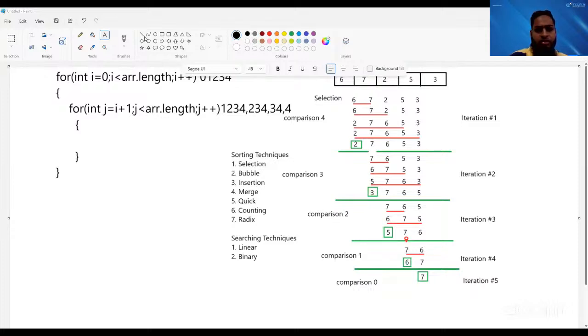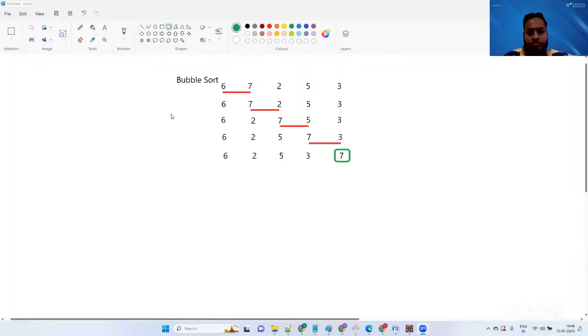Screen is not visible. Yeah, guys, please keep on telling me. Yeah, thanks, Revan. So now my first iteration is done, and I've got the maximum number at the end. Now, what are my unsorted elements?